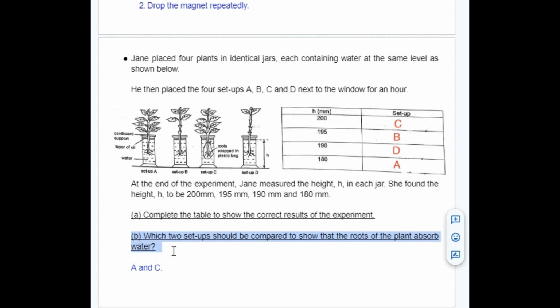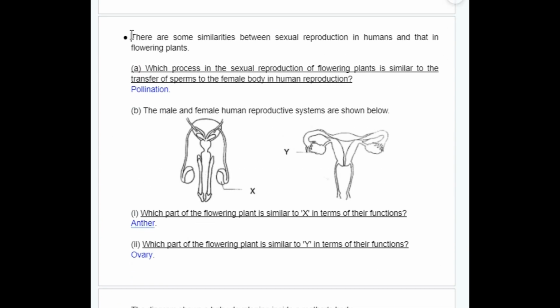B. Which 2 setups should be compared to show that the roots of the plant absorb water? A and C. There are some similarities between sexual reproduction in humans and that in flowering plants. Which process in the sexual reproduction of flowering plants is similar to the transfer of sperms to the female body in human reproduction? Pollination.